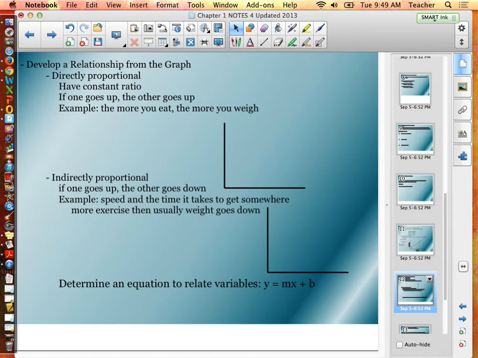And then the last thing on this section is, when you look at a graph, how do you tell relationships? The two major ones that we're going to look at are directly proportional or indirectly proportional. Directly proportional, they have a constant ratio. So if one increases, the other increases. If one decreases, the other decreases. The classic example of this is, the more you eat, the more you weigh. So that would be one example.